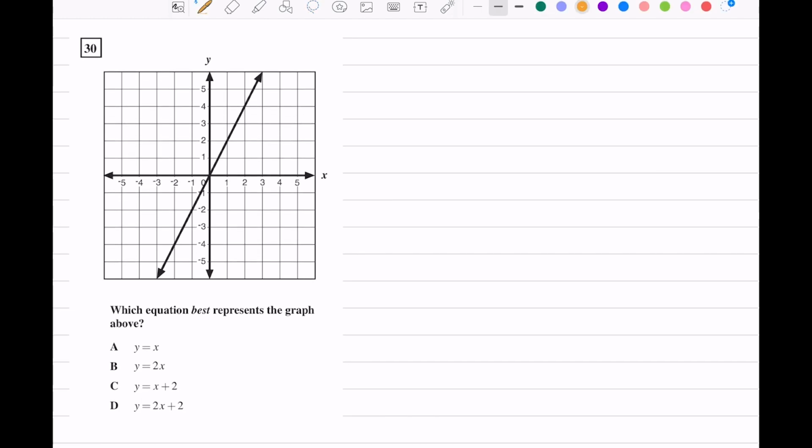Which equation best represents the graph above? And each of our options is in the form y equals mx plus b. So we want to figure out what our m and b are. And looking at our graph, where is it across the y-axis? At 0. So in this case, our b is 0. And now we need to find our slope. So we need to pick 2 points and then find our rise over run.